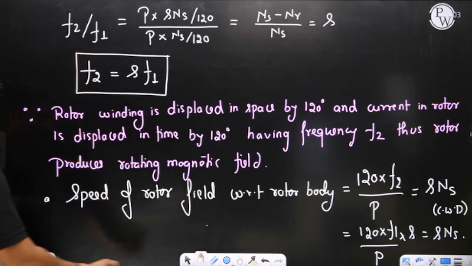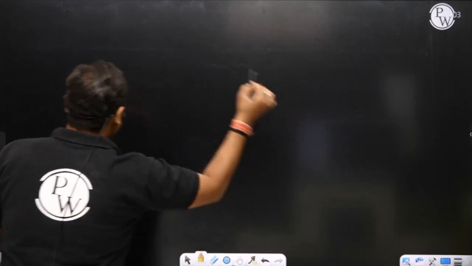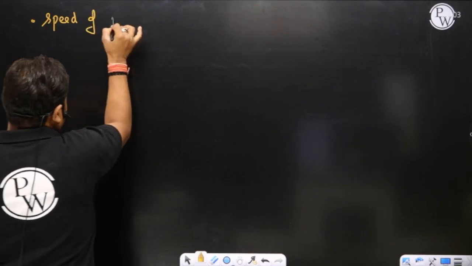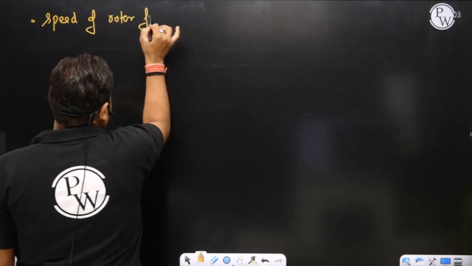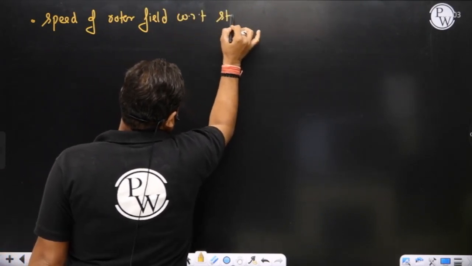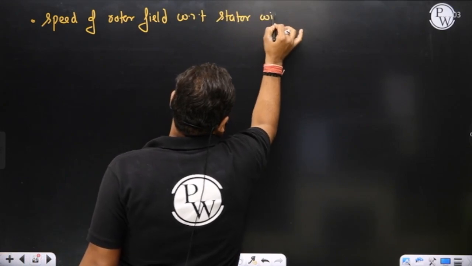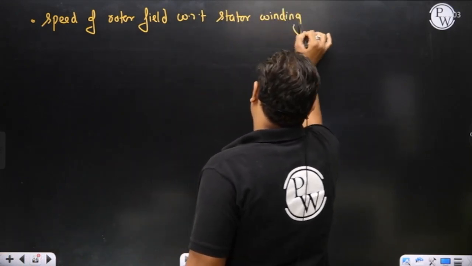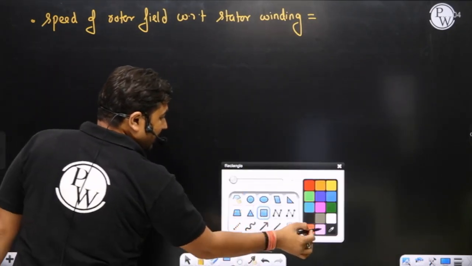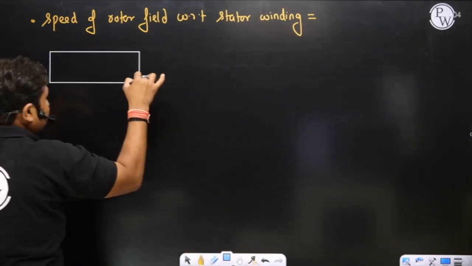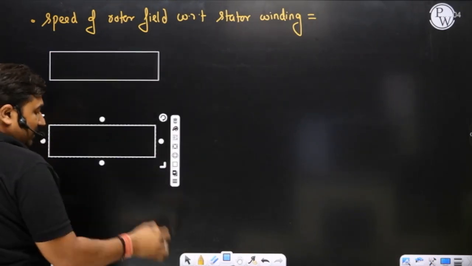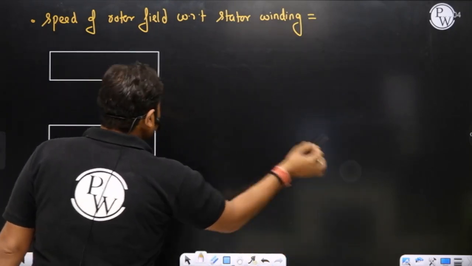Now, please see. I am interested to understand speed of rotor field with respect to stator winding. Speed of rotor field with respect to stator winding. So, sir, we are able to understand speed of stator field with respect to stator winding, speed of rotor field with respect to stator winding. I am interested. Now, please observe.